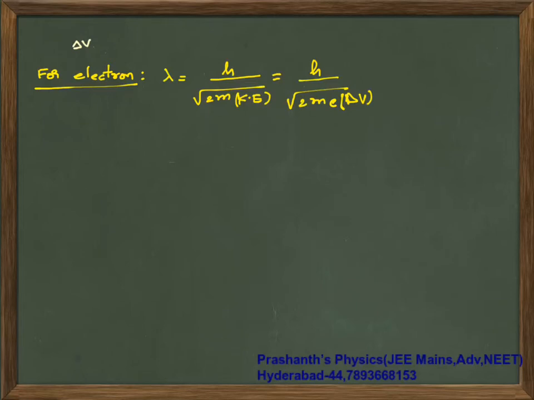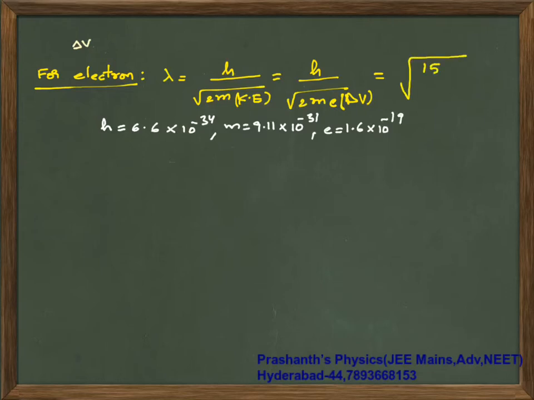So for electron, the h value is 6.6 into 10 power minus 34. Mass value is 9.11 into 10 power minus 31 kg. Electron charge value is 1.6 into 10 power minus 19. You substitute everything and you get lambda equal to under root 150 by V Angstroms, which is 12.27 by root V Angstrom. You must remember this. That is for electron.